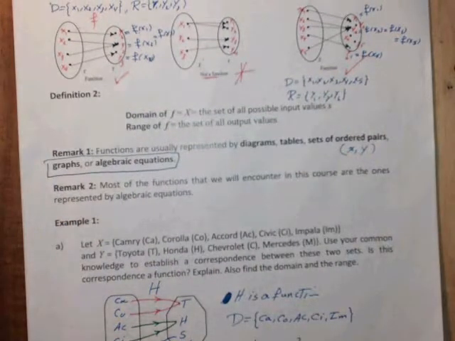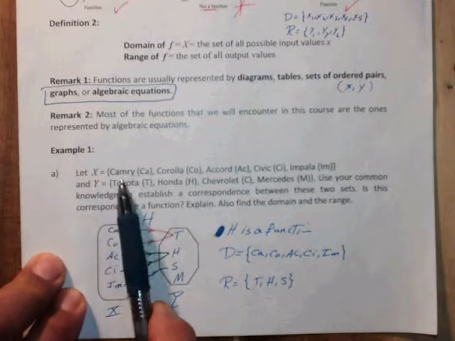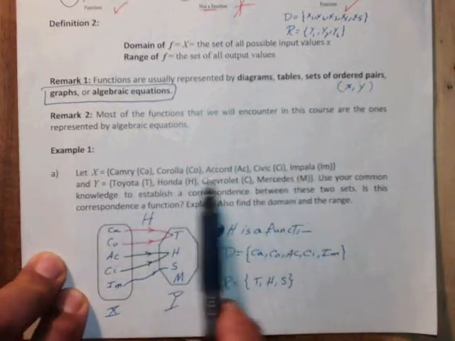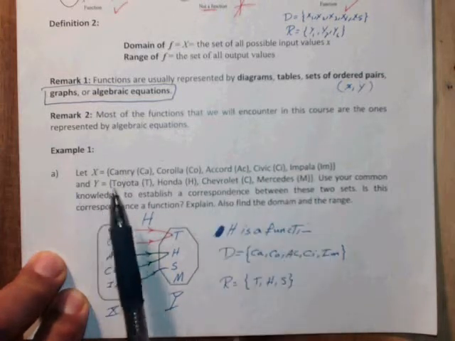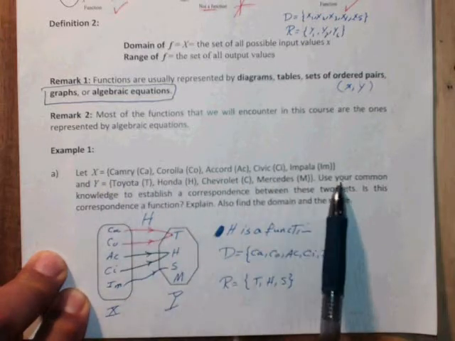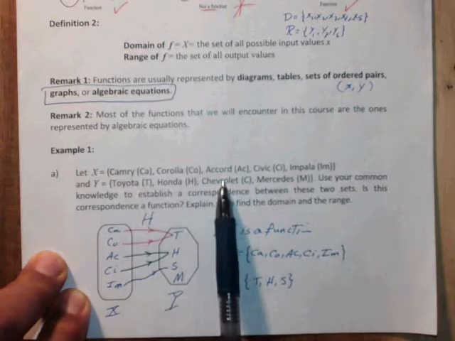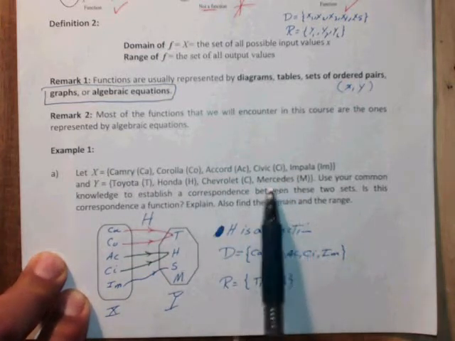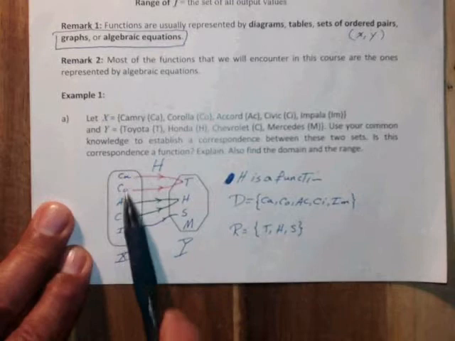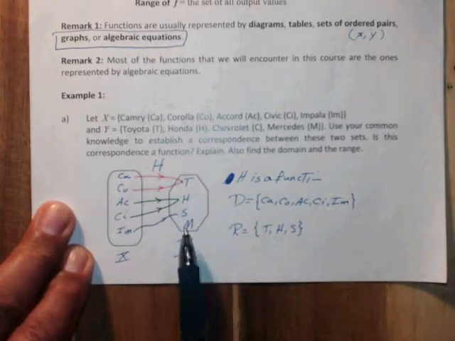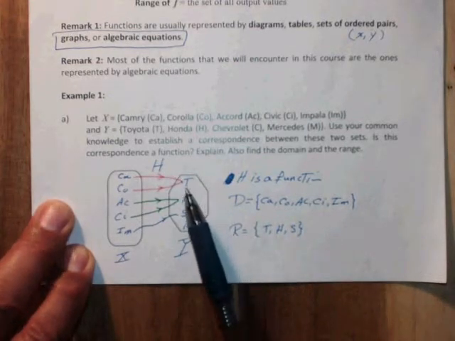So one example on this page is example 1. I have two sets involved. One set X consists of some well-known cars that we all know about, like Camry, Corolla, Accord, Civic, and Impala. And set Y are some manufacturing companies that manufactured some of these cars: Toyota, Honda, Chevrolet, and Mercedes. So what I would do is write my X values, the set X, and the set Y values, and then connect or relate these by the common knowledge we have about these cars and their corresponding factories.